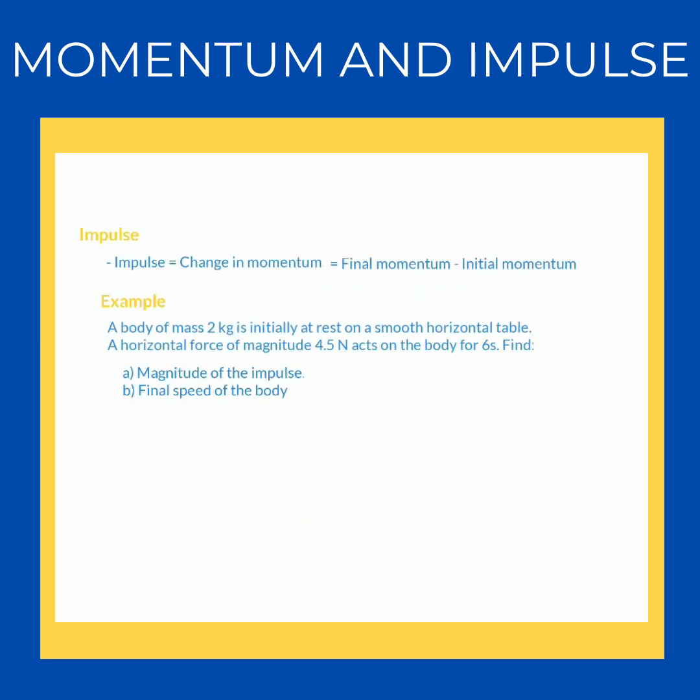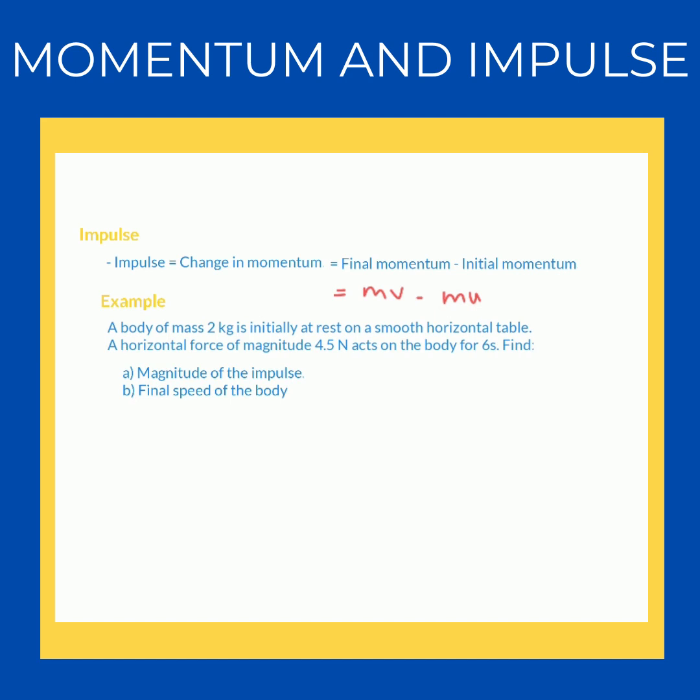Now, the impulse is equal to the change in momentum, which is the final momentum minus the initial momentum, or mv, which is the mass times the final speed, minus mu, which is the mass times the initial speed. The magnitude of the impulse can be found by multiplying the force times the time.